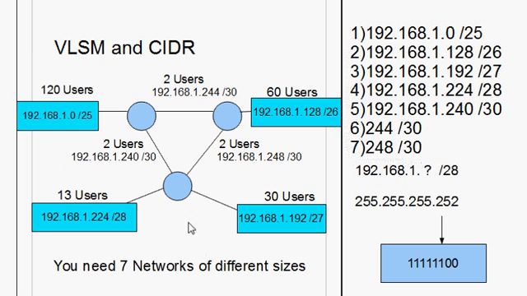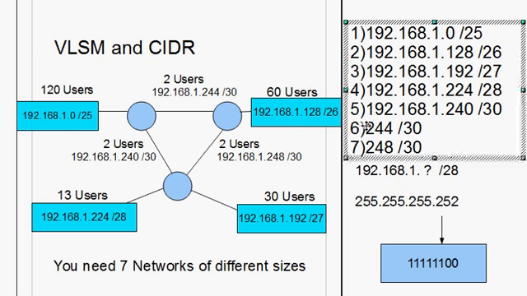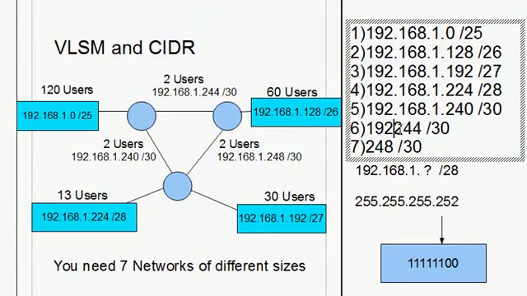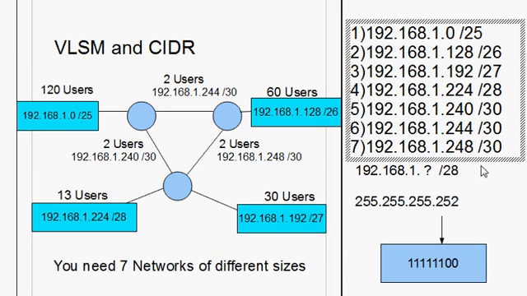So now I have 7 networks, all a different size, but none of the networks cross over. In other words, they all use a different address space that's not conflicting. And that's a variable length subnet mask network. We used a slash 25, a slash 26, a slash 27, slash 28, and 3 slash 30s to get networks to accommodate the size of 120 users, 60 users, 30 users, 13 users, and 3 point-to-point links in between.